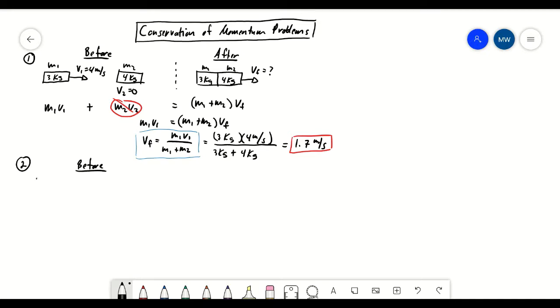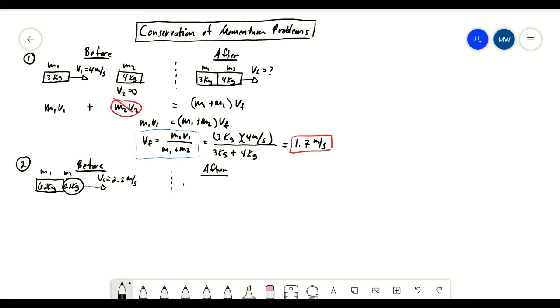So on the before side, this is our ice skater, just doing a block. 62 kilograms is the ice skater's mass. And the ice skater is holding a snowball, which we'll call M2, and it's small, it's 0.2 kilograms. And they're both moving with a combined shared initial velocity of 2.5 meters per second. Then we have our after picture.